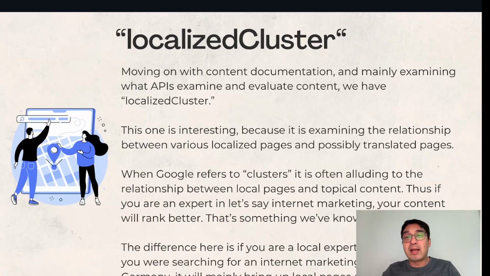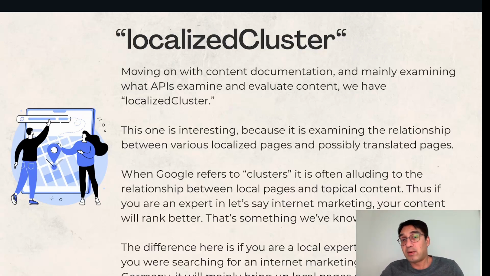Then there's the localized cluster API. Now, moving on with the content documentation and mainly examining what APIs examine and evaluate content, we have the localized cluster. Now, this one is interesting because it examines the relationship between various localized pages and possibly even translated pages. When Google refers to a cluster, it is often alluding to the relationship between local pages and topical content.